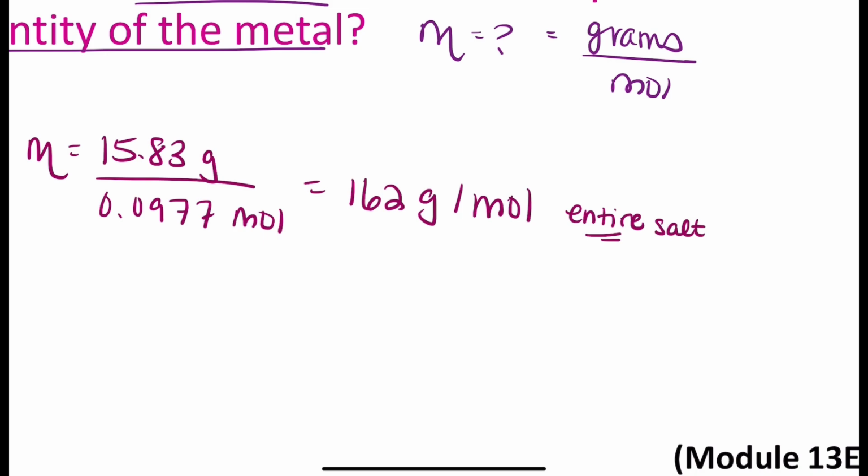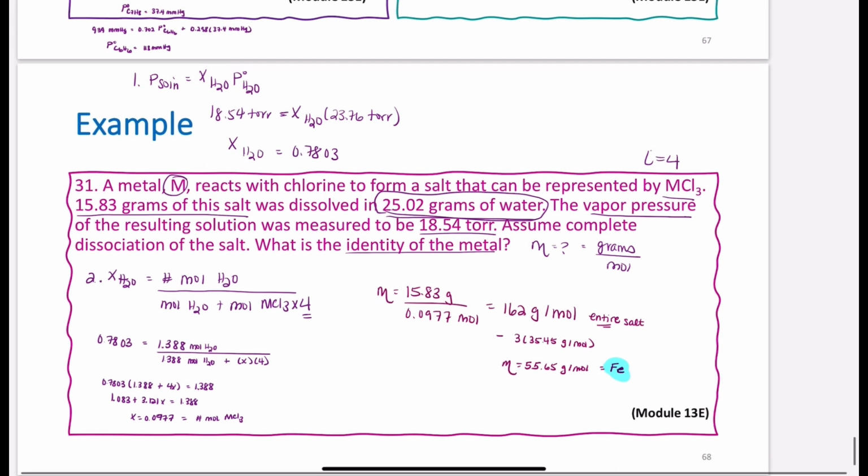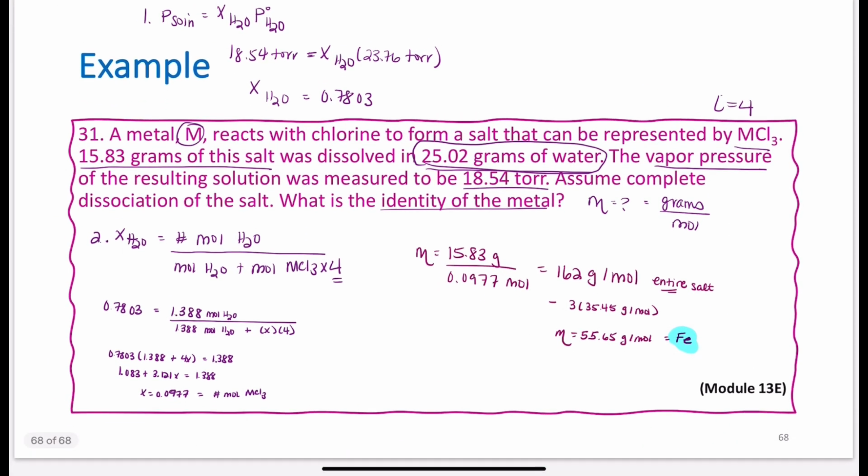Three chlorines are trapped in this molar mass. So minus 3 times 35.45 grams per mole gives me a molar mass of 55.65 grams per mole, which means my metal is iron. So what is the identity of the metal? Iron. Congratulations, you have finished the additional practice for Module 13.